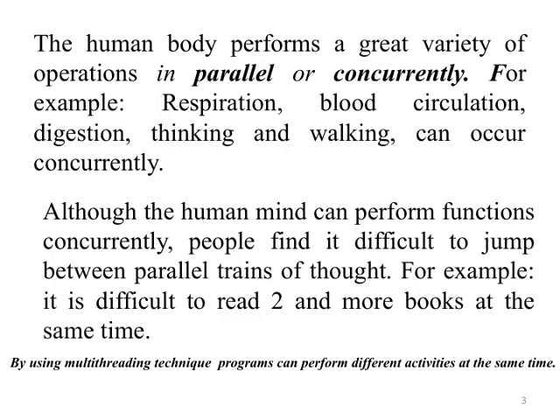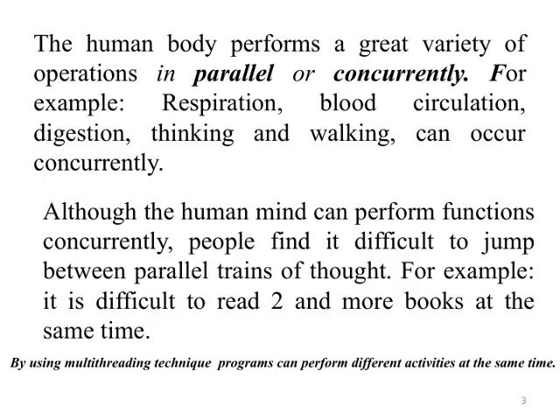The human body is a fascinating example of how multiple operations can happen at the same time. For instance, we can breathe, have our blood circulate, digest food, think, and even walk all at once. It's like a busy, well-coordinated machine. Now, while our minds can handle several tasks simultaneously to some extent, it's actually quite challenging for us to switch rapidly between different trains of thought. For example, trying to read 2 or more books at the same time is pretty difficult. Our brains aren't naturally suited for doing multiple complex things at once in this way.